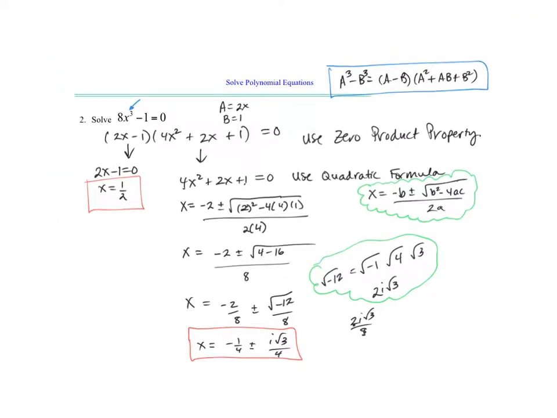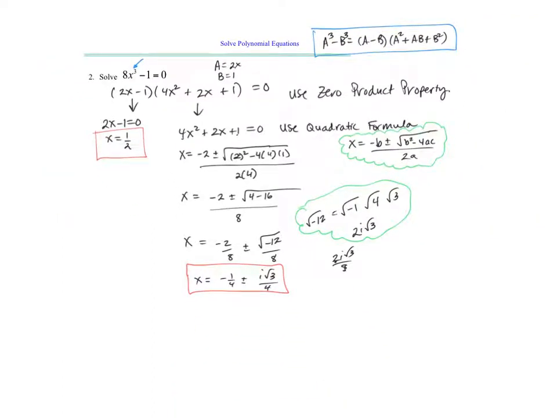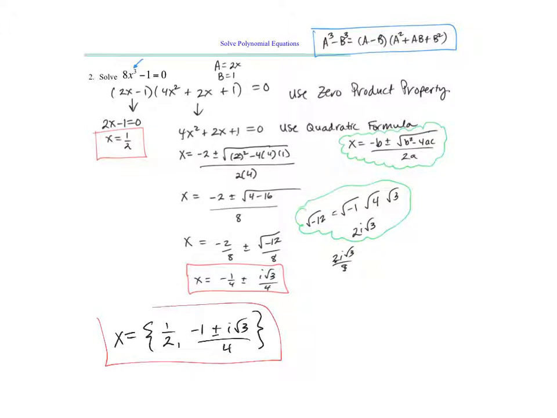So the solution set on this one would be that x equals the list of numbers 1/2, and then negative 1/4 plus or minus i root 3 all over 4. You could combine those into just a single fraction. It might be a little bit easier if you have an online program that you're trying to type that into. Okay, so there's our solution set.